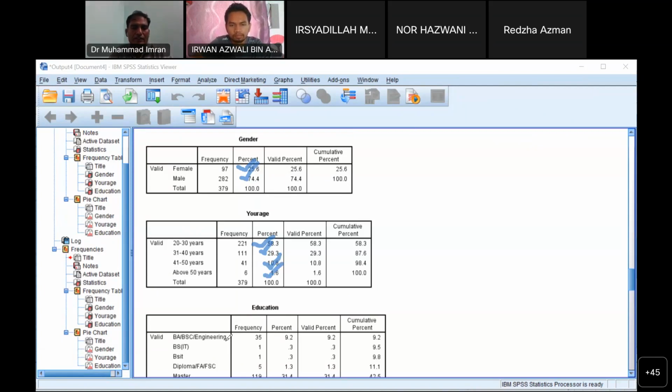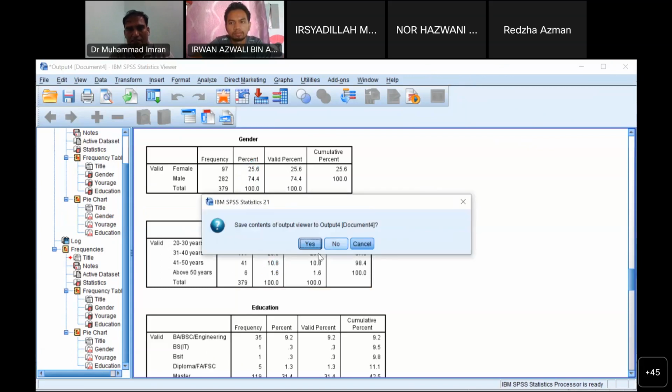Here, BBA and engineering, BBA are different categories. Maybe you can divide it into only three or four categories: diploma, degree, master, and PhD. I segregated it into many in this research, but there's no need to segregate into many. Anyway, we have done this research.